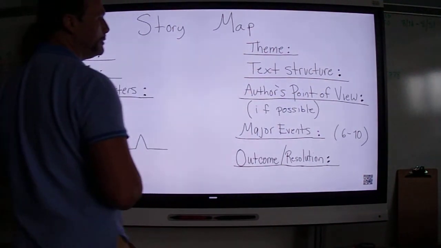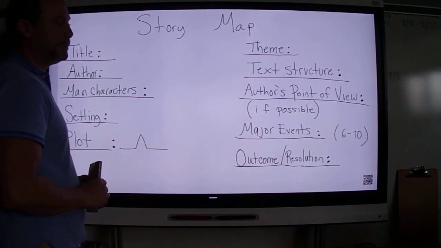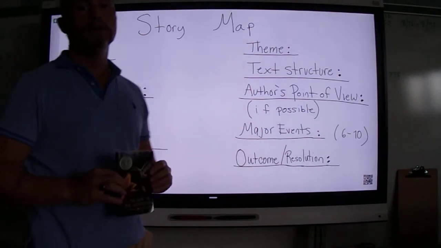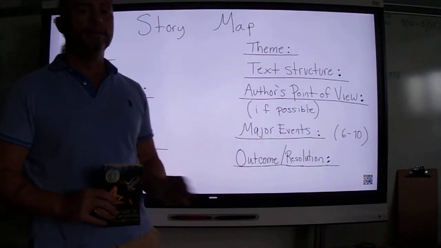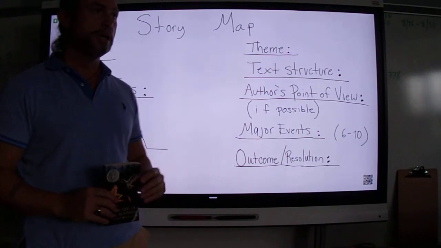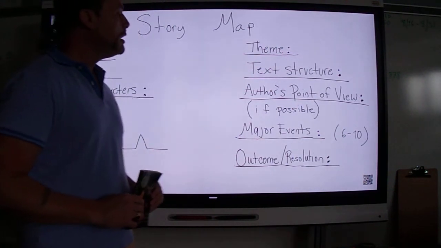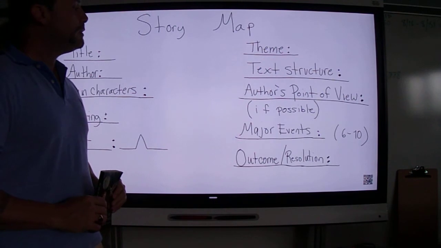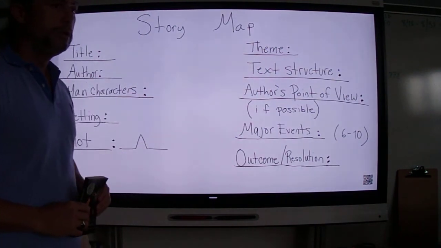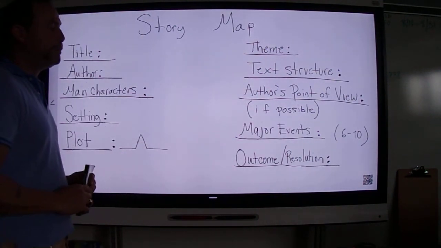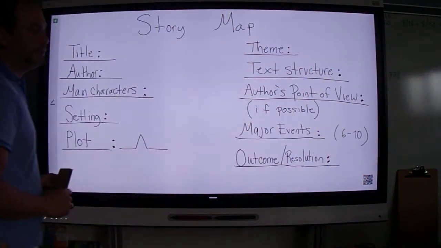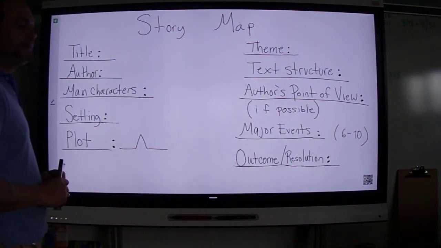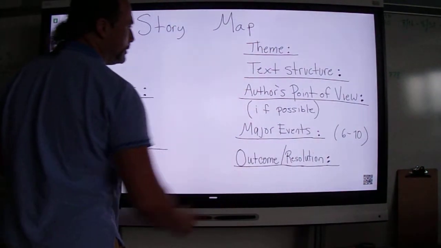Author's point of view, if possible. It's not always possible to grab that author's point of view, but we always challenge the students in trying to get it. Sometimes it's easier than others. Is the author's point of view favorable towards the subject, theme, or characters, or unfavorable? Major events, 6 to 10, maybe a little more, but really major significant events. And then the outcome or the resolution.